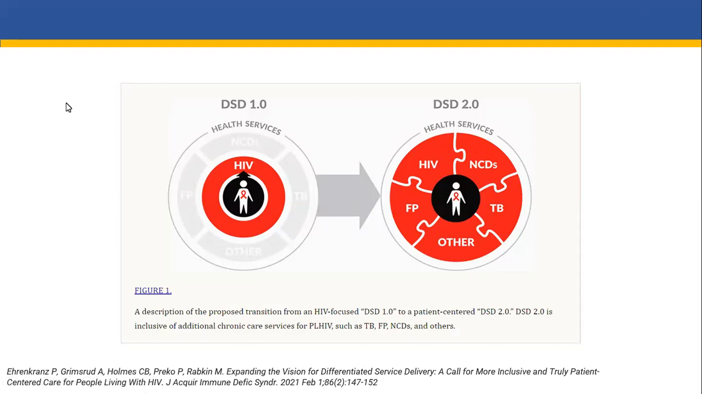Differentiated service delivery model one, which was HIV centered, there needs to be a transition from an HIV focused differentiated service delivery model to a patient centered differentiated service delivery model, which is inclusive of additional clinical services for people who are clinically stable and just want ART refilling. So differentiated service delivery model 2 is a patient centered approach, which simplifies and adapts HIV services across the cascade, and serves the need of people living with HIV better to reduce the unnecessary burden on the healthcare system.